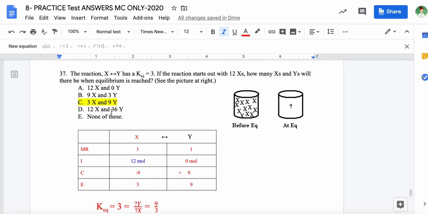Now this one can't be possible because you can't make more product than your original amount of reactant. That's why that's not a choice. Even though it does equal 3, how can you start with 12x and end up with 36y? It's just not going to happen.